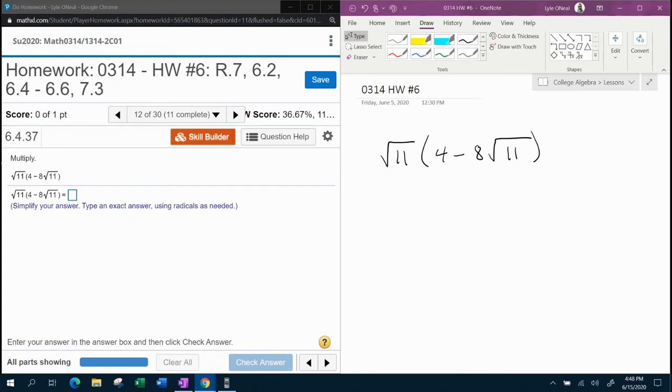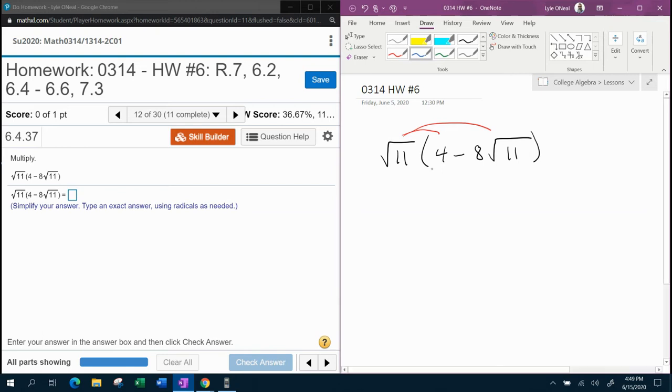So what I want you to notice here is that we have a monomial, the square root of 11 out front, that is one term. Inside the parentheses, we have 2 terms. This is a monomial times a binomial, and that means that we're going to have to use the distributive property. The square root of 11 is going to distribute to both terms in the parentheses.